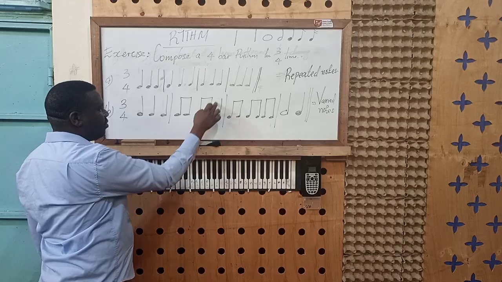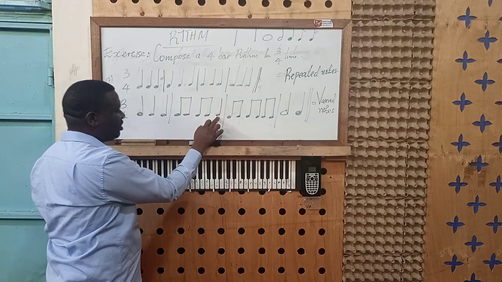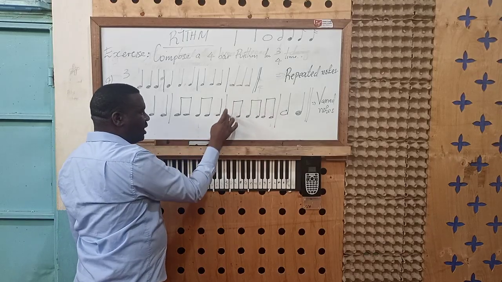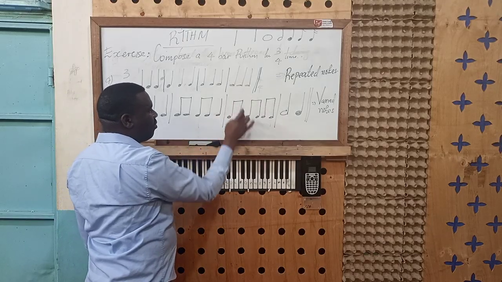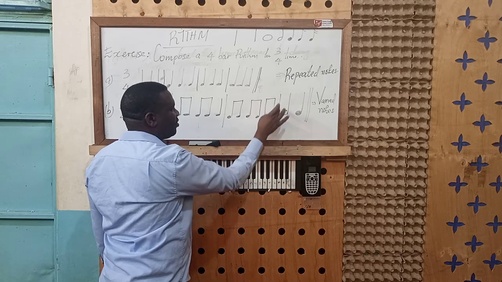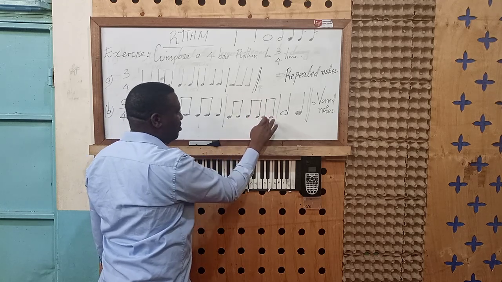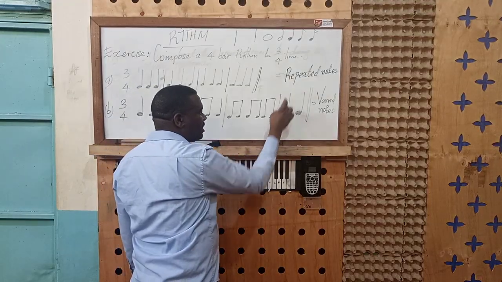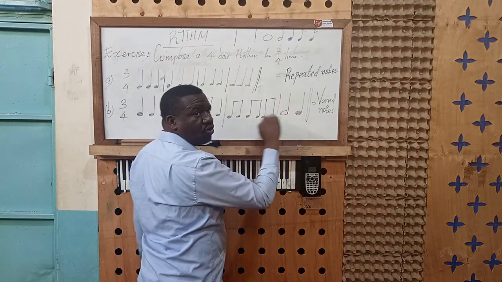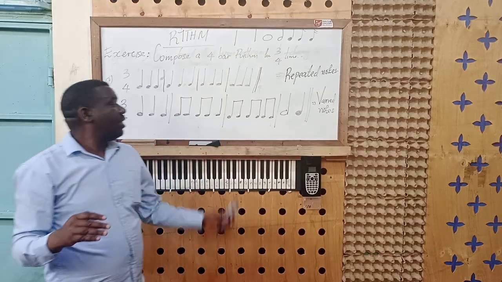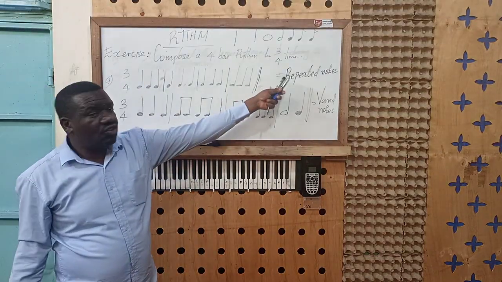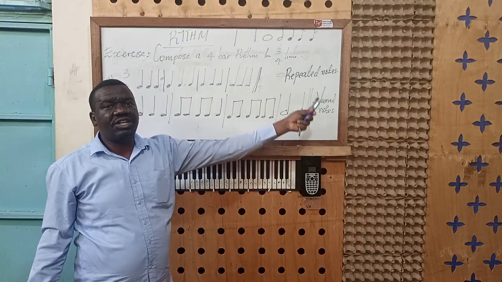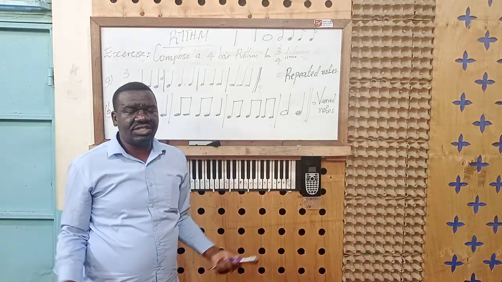2 quavers make 1 crochet and a crochet. So the crochets are 1, 2, 3. 1 crochet, 1 crochet, 1 crochet. 1, 2, 3. Because 2 quavers make 1 crochet. These are 2 crochets and 1. So total 3. So you can use repeated notes to make a rhythm or varied notes. And we vary the notes to make the rhythm more interesting.